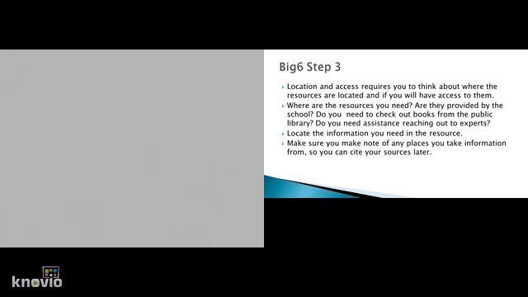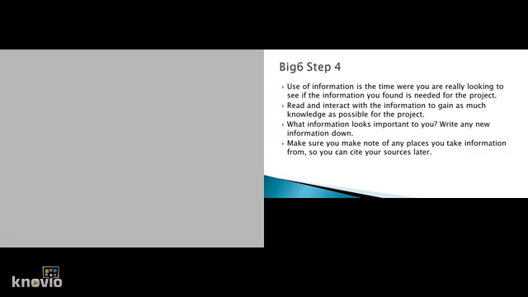Step 4 in the Big 6 research model is to use information. So use of information is the time where you are really looking to see if the information that you found is needed for the project. You're going to read and interact with the information to gain as much new knowledge as possible for the project. What information looks important to you? And then write any of that information down. Make sure you make a note of any places that you take information from so that you can cite your sources later.